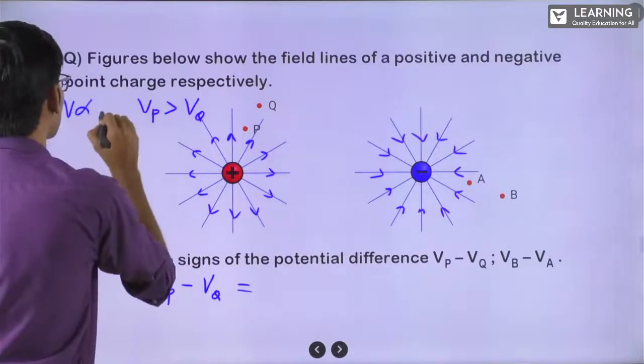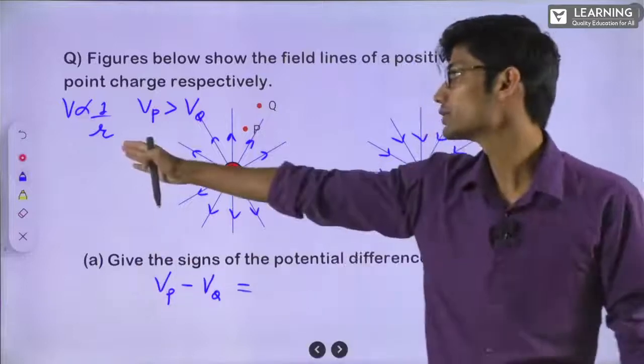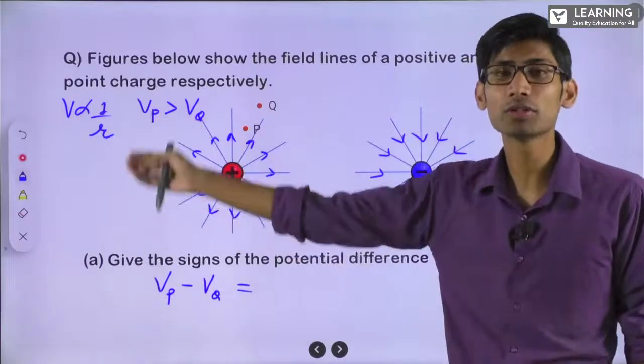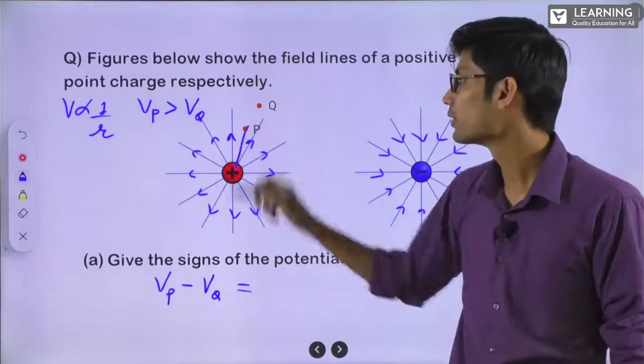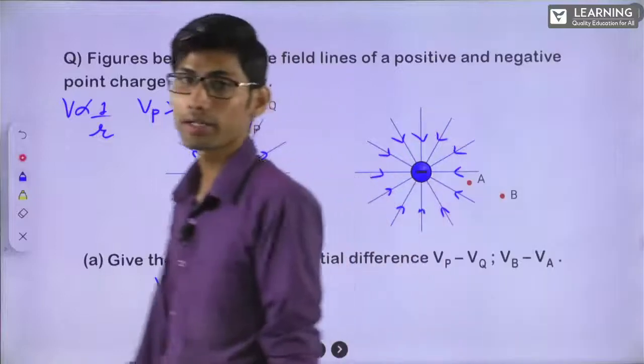V is inversely proportional to R. V is equal to KQ by R. So that means the more is the distance, the less is the potential. The less is the distance, the more is the potential. Here the distance is less than this distance. Correct? So Vp is greater than Vq.